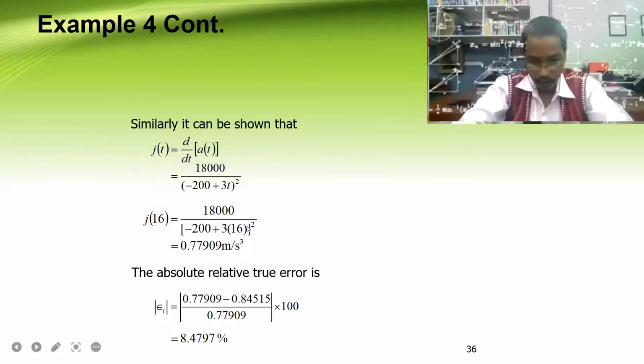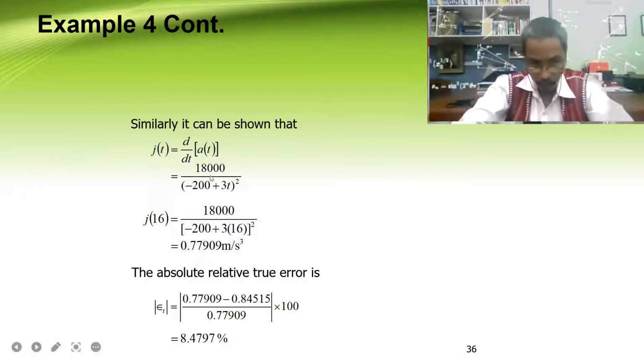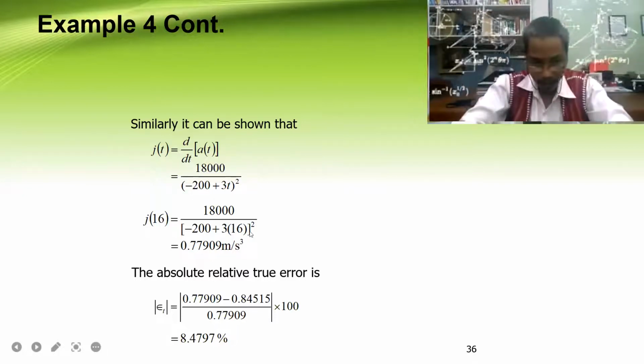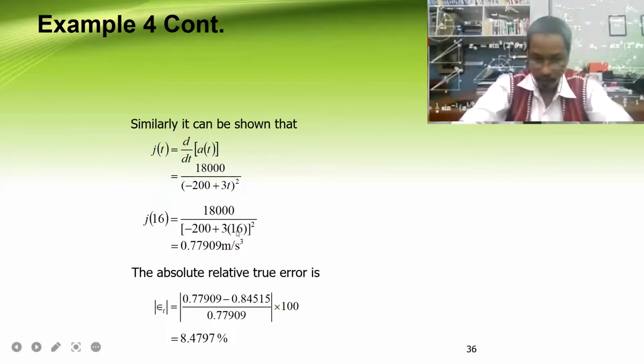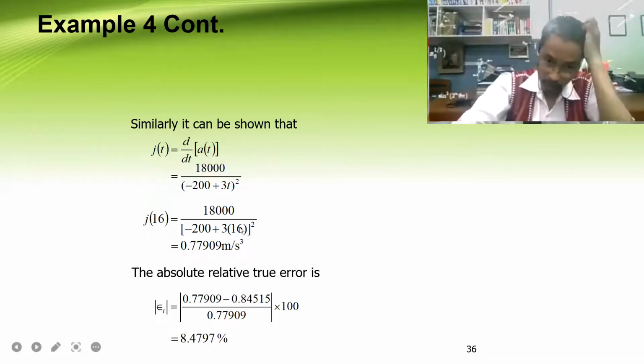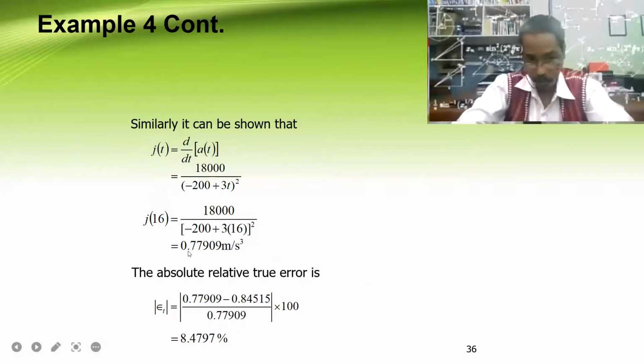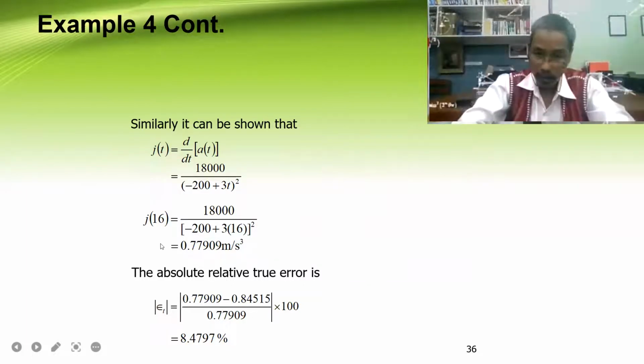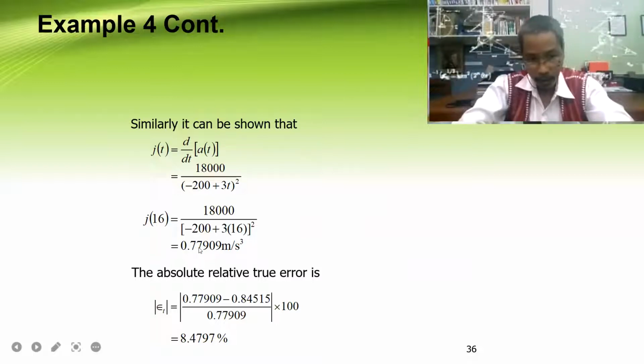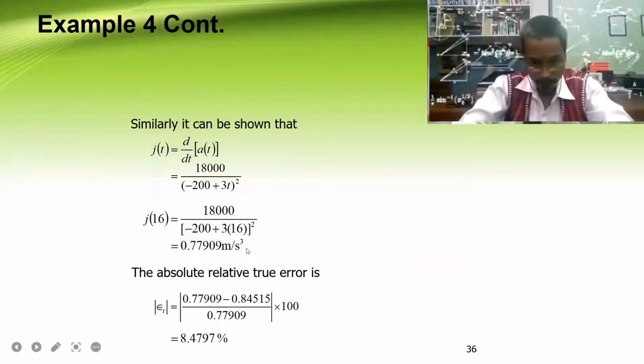After we simplify it to this point, just replace the value 16 as the value of the variable t. And we can find out that the true value is 0.77909.